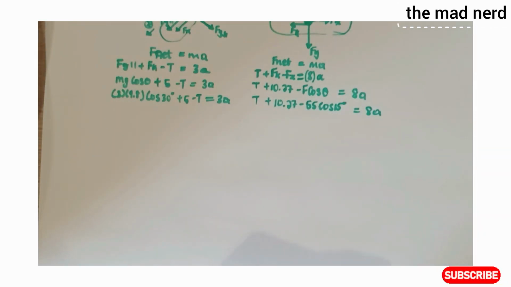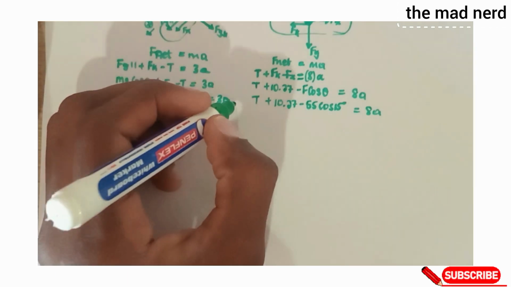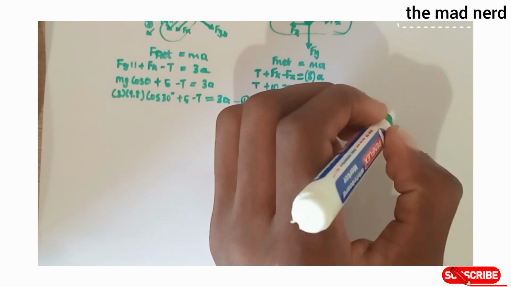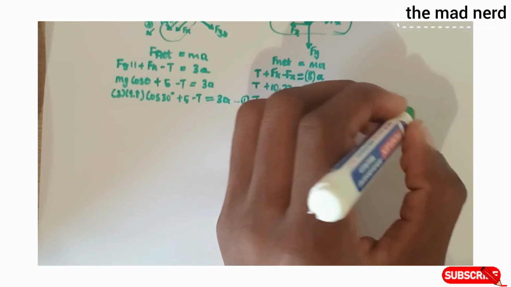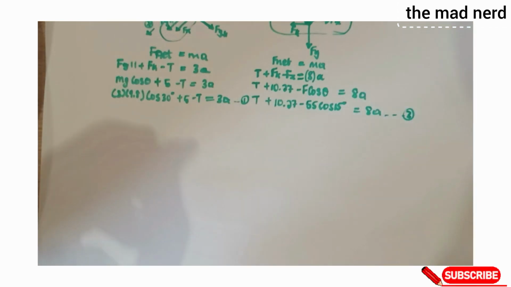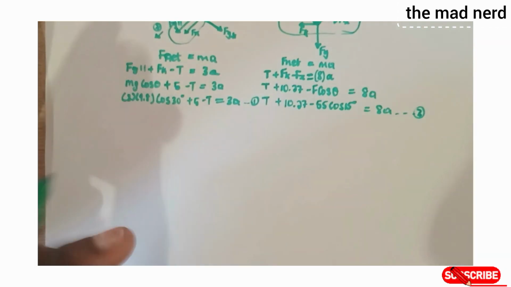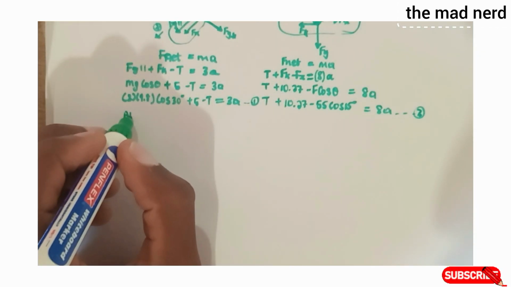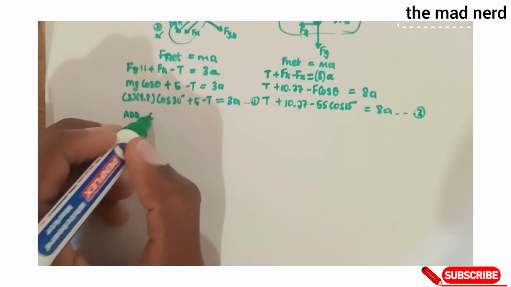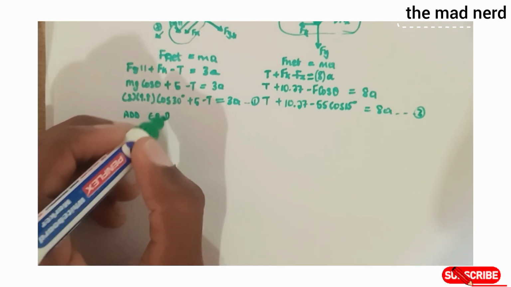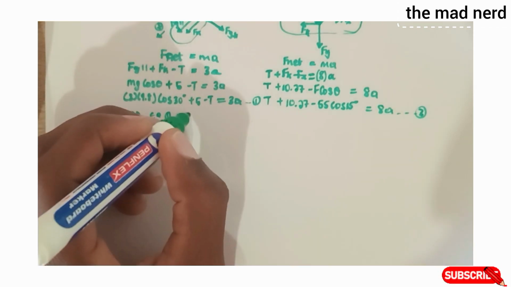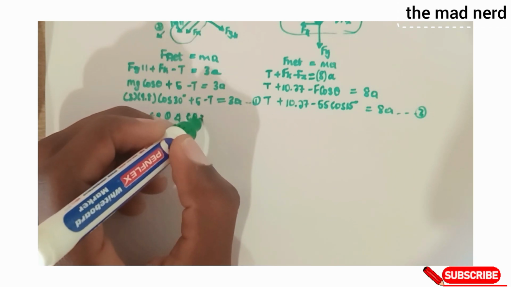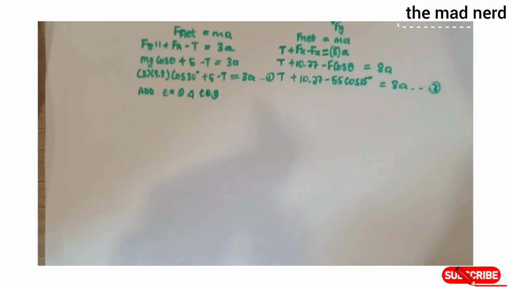And now what we can just do over here is add the equations, that is equation 1 and then equation 2 over here. Let's add both equations. So our second step here: add equation 1 and equation 2.